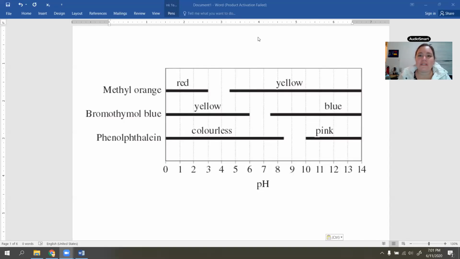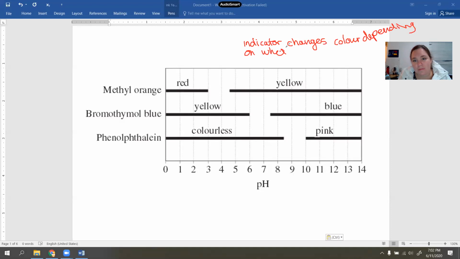There we go. Okay. In our previous lesson, we looked at the fact that you get acids and you get bases, and when you titrate the two together, you have to choose a specific indicator. So remember that an indicator changes color depending on what solution you're in. Okay, so depending on whether it's in an acid or base.